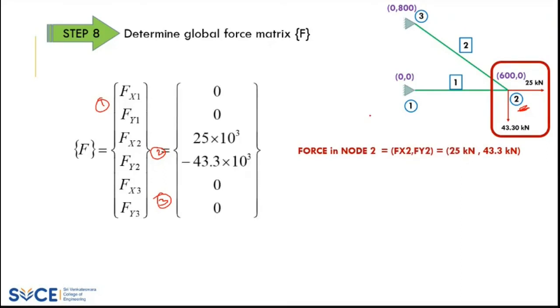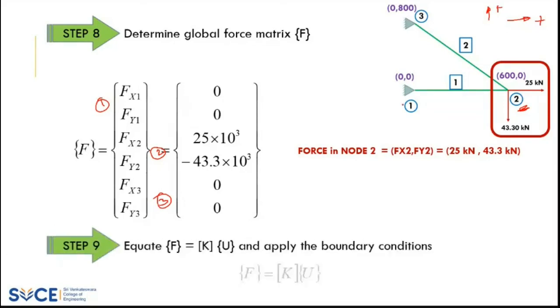When you substitute, make sure you consider the right hand side as positive and upward as positive. For the remaining, you have to put a negative sign. It's not like the previous bar problem where you get the answer directly. Here, the direction is very important. So downward direction is a negative term. So I will put minus 43.33 into 10 power 3. So this is my term: 0, 0, 25 into 10 power 3 and minus 43.3 into 10 power 3, 0, 0. It is applicable only for nodal point 2, so others are 0. This is my force matrix.